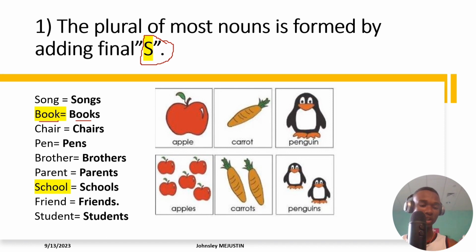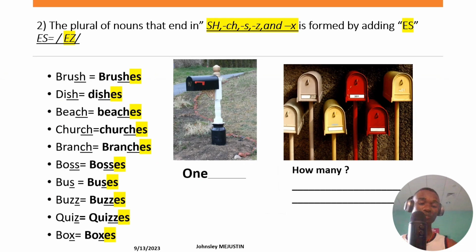Now let's look at number two. Let's look at the second rule, which are exceptions. The plural of nouns that end in sh, ch, s, z, and x, which are called sibilant consonants, you form by adding es. You just put that es to them whenever you see a word end in one of these sounds. Sh, ch, s, z, x.